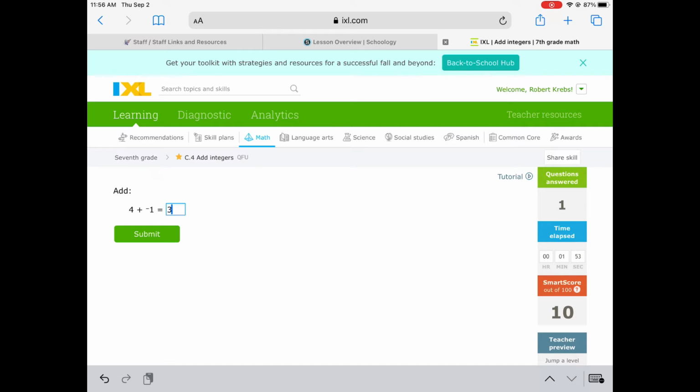Now when you type it into IXL, you don't have to give it a plus sign. Just type 3 in there, and that'll be good.